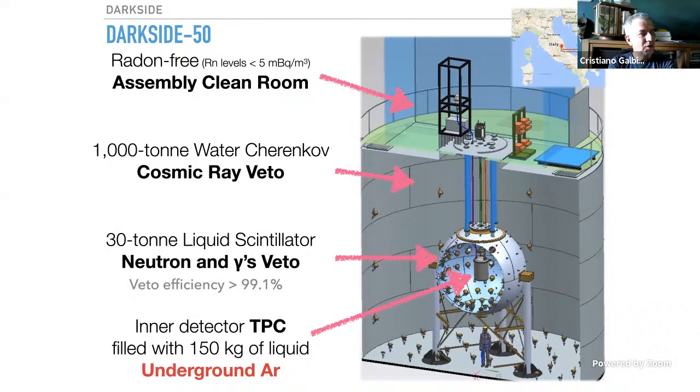Boron has a natural abundance of 10% of boron 10. And this boron 10 has a huge absorption cross-section for neutrons, giving, as a result of the absorption of neutrons on boron 10, alpha particles.